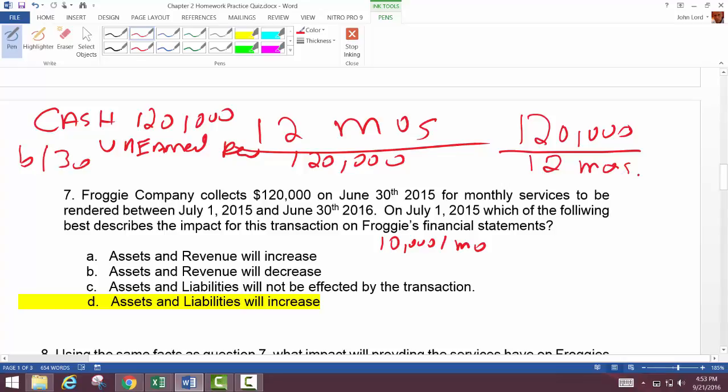Okay, good. Now, what happens when he provides service in July? On July 1st, which of the following best describes the impact? If we got the money on June 30th, by July 1st, assets and liabilities have increased. Cash increased? Unearned revenue increased? Right? Assets increased, unearned revenue increased, by this 120,000.